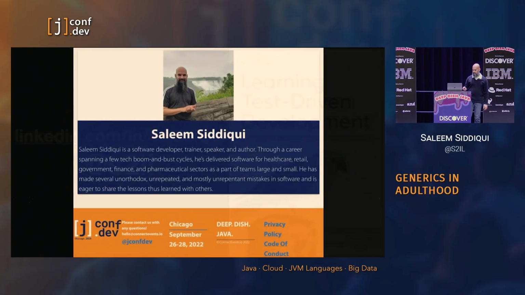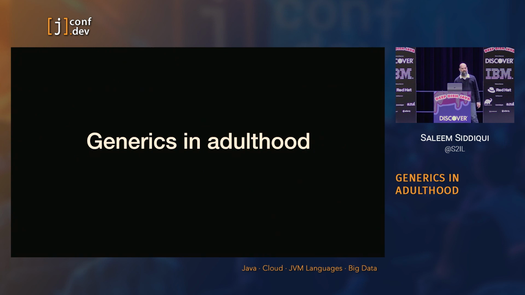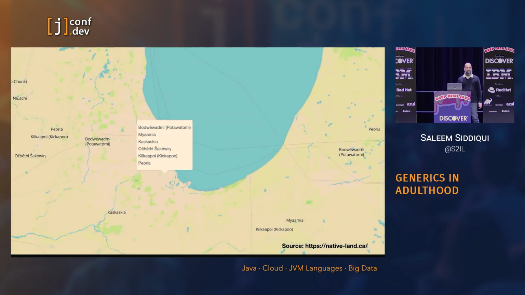This is the talk on generics in adulthood. I want to start by doing a land acknowledgement. The land where I stand belongs to other nations: Potawatomi, Miami, Kaskaskia, Oceti Sakowin, Kakapuy, and Peoria. So I want to acknowledge that this land belongs to them.